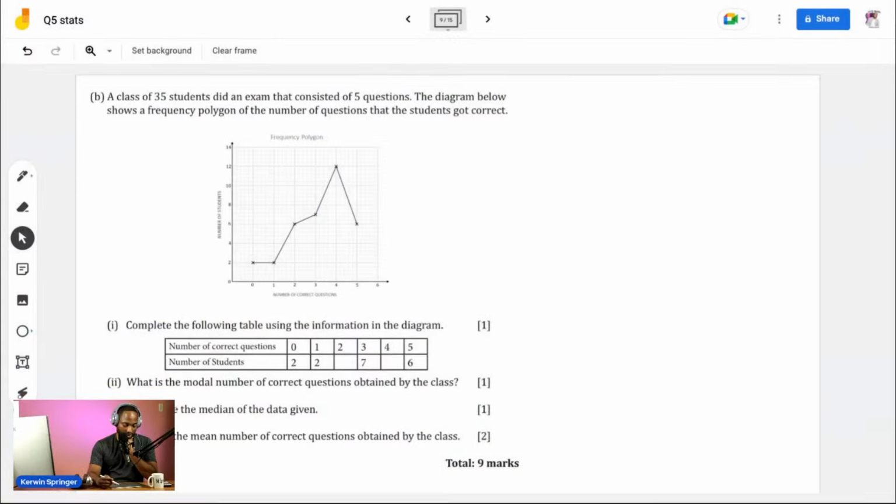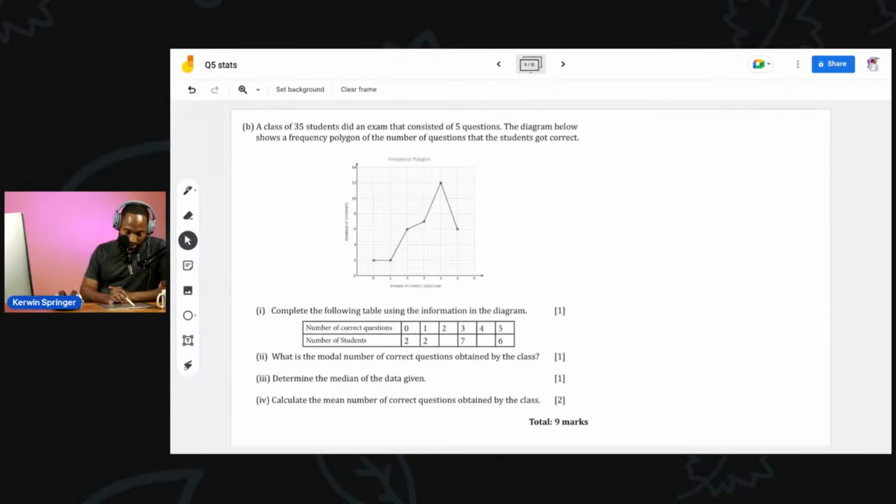A class of 35 students did an exam that consisted of 5 questions. The diagram below shows a frequency polygon. So you notice how they didn't close up the frequency polygon. Sometimes in CXC, they insist that you must close the frequency polygon, and then when they give you a question, they may not close it. So that frequency polygon didn't really close up to form a polygon, right? However, we're not fighting it. Complete the following table using the information in the diagram.